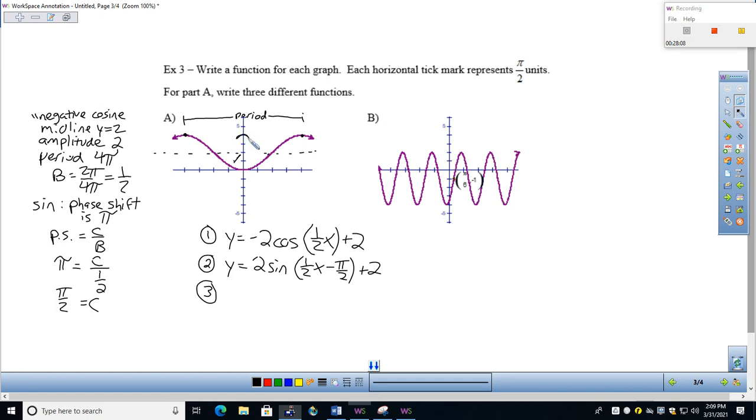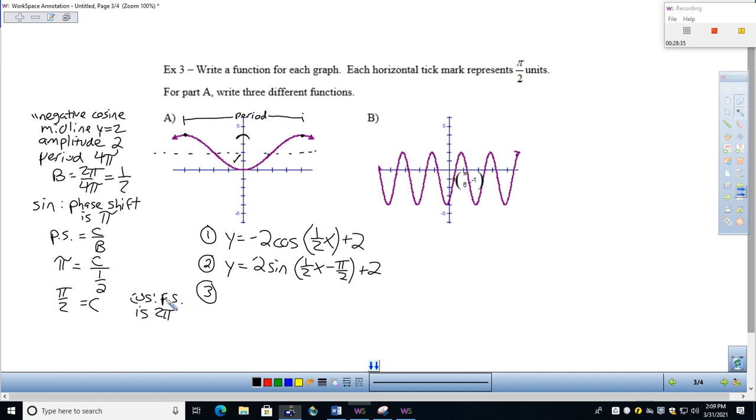Cool. Now, what would I have to do to make cosine fit this graph? I'd have to phase shift it all the way over here. So it looks like I'd have to phase shift it 2 pi units. So for cosine, and running out of a little room here, but that's all right, I'd say that the phase shift is 2 pi. And write that down for me.